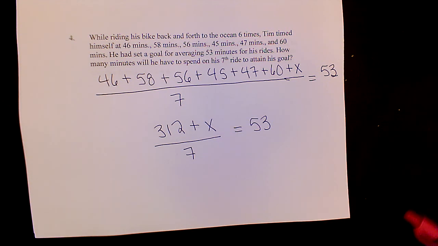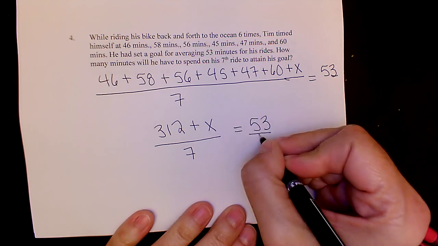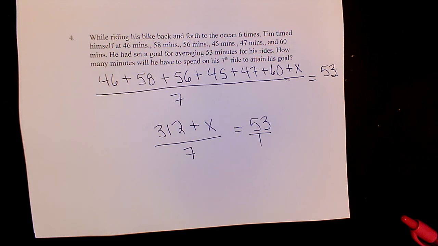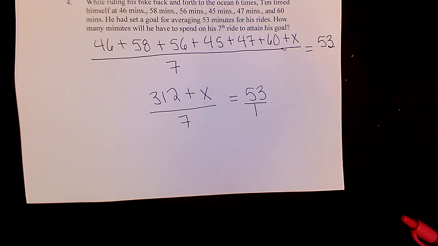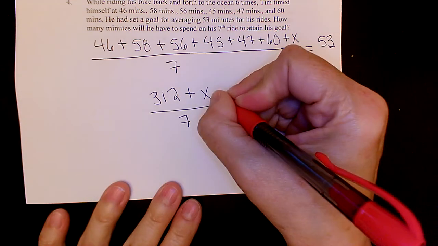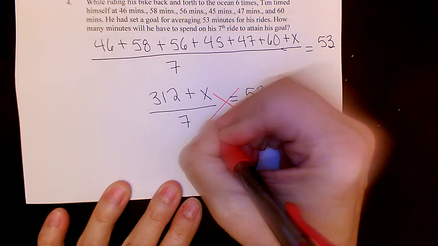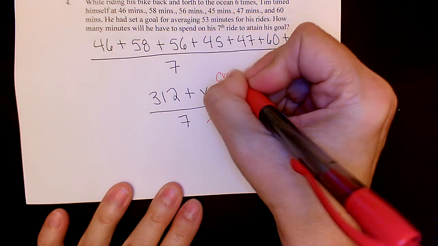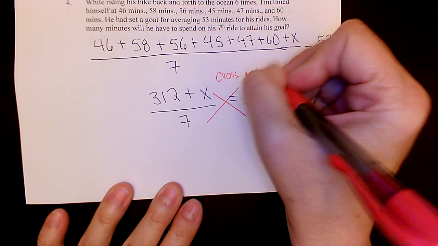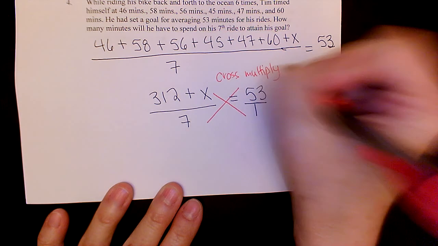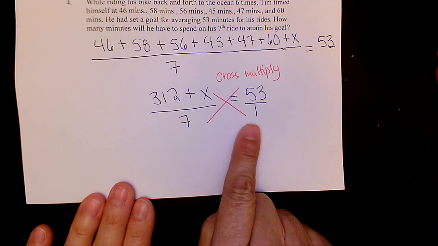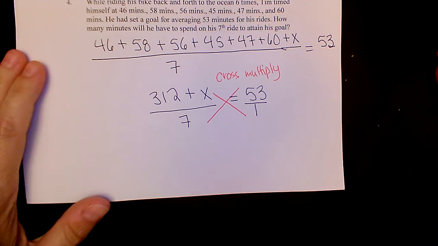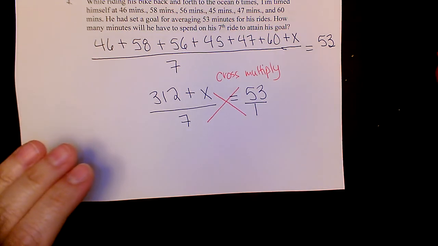Okay, I'm going to put a 1 underneath here. 53 over 1 is still 53. And this looks to me like it's a proportion. So remember, whenever I have a proportion, I can cross multiply. Does that ring a bell? So I'm going to take 312 plus x times 1. Well, that's just 312 plus x.